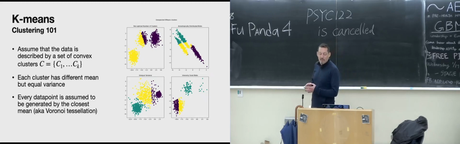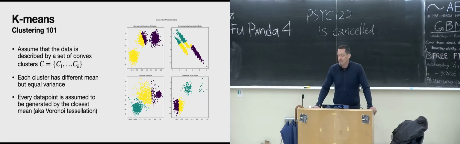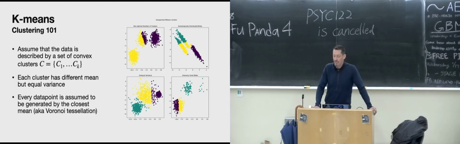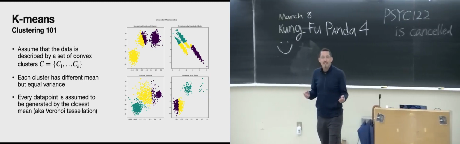These are examples of when you have unequal variance, or you have anisotropic distributions, or something non-convex. Or what if you have 3 actual generating processes, but you put in only 2 means on K-means, right? What if you pick the wrong K value?